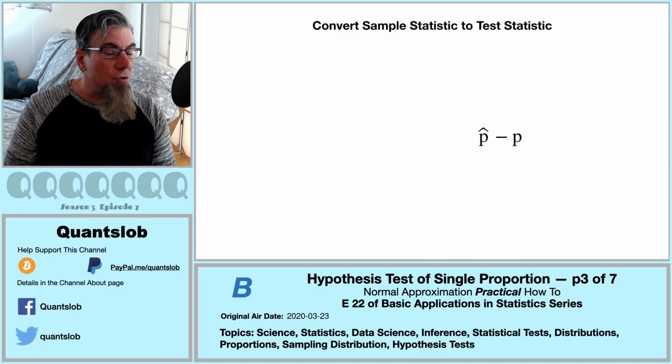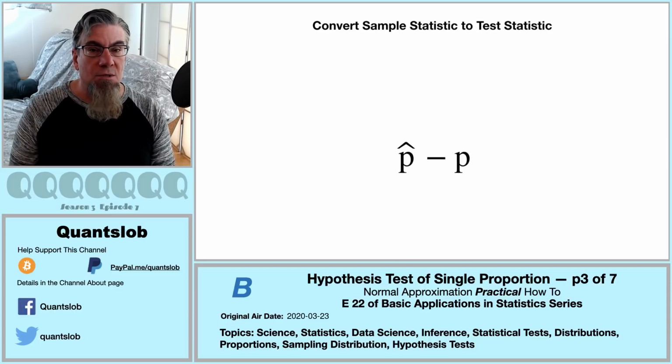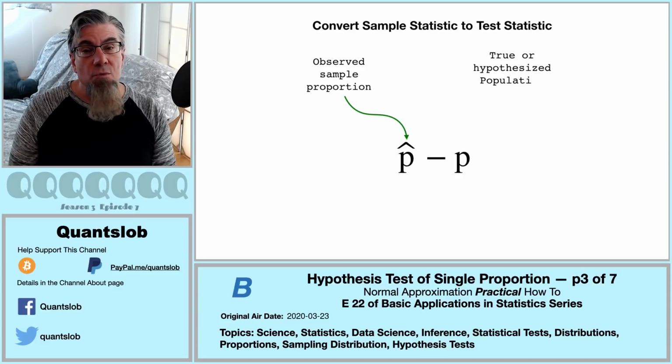So let's start by zooming in on the numerator on the right-hand side, the top of the fraction. So what do we see here? Well, very simply, it's a difference between two quantities. We have our observed sample statistic proportion minus our hypothetical value of the population proportion, or the value of our population proportion under the null hypothesis.